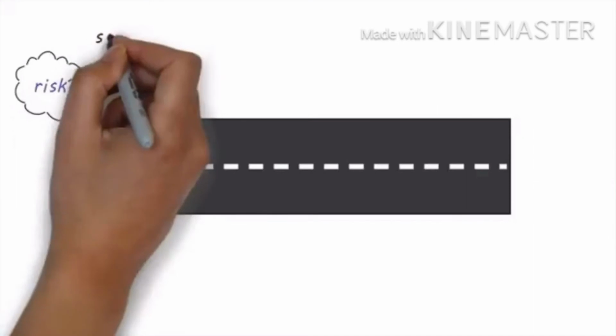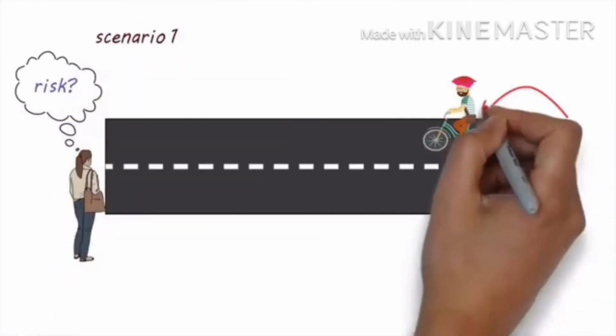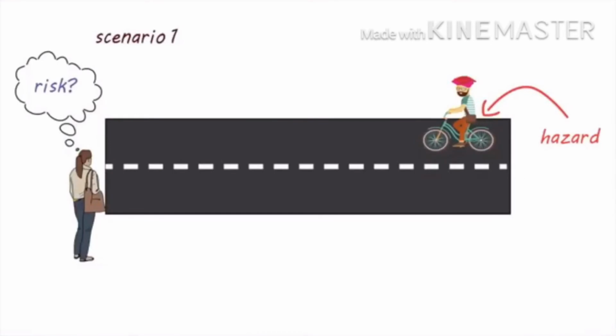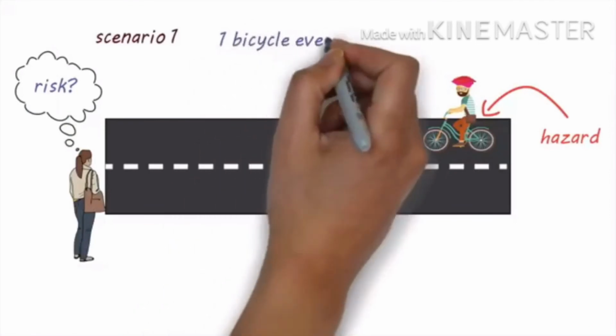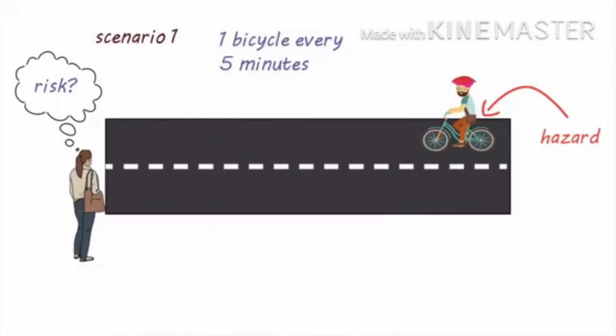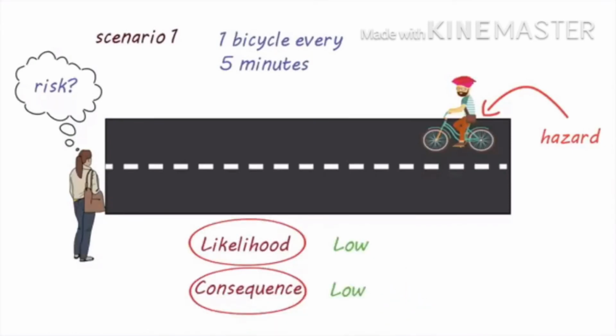Say you have to cross a road and you're trying to figure out what the risk associated with this is. Let's take a look at some different scenarios. In the first scenario, our hazard is a bicycle. Let's assume there are only bicycles allowed on this road, and the road is not that busy, with only one bicycle every 5 minutes. Because bicycles don't go on that road very often, the likelihood of a bicycle crashing into you is low, right? If the bicycle does crash into you, the consequence would be relatively low, wouldn't it? So in this scenario, the likelihood and the consequence are both low. Therefore, the overall risk is low.